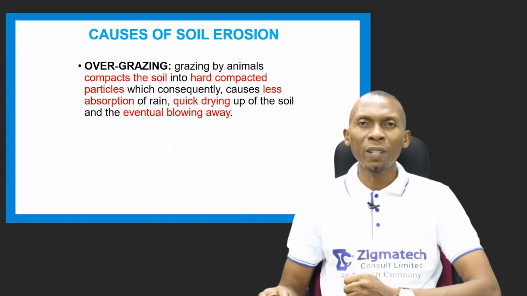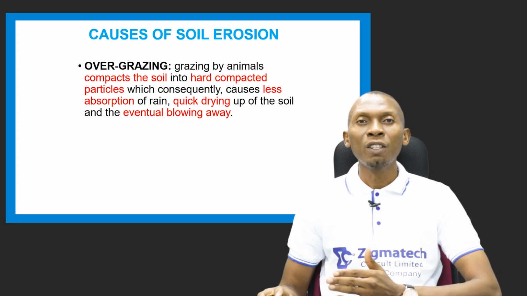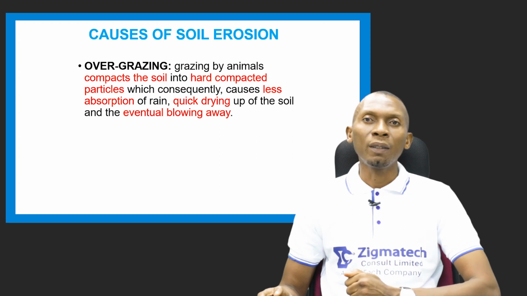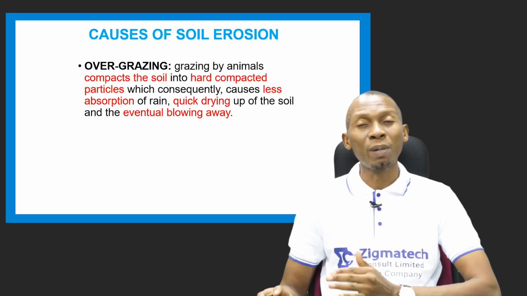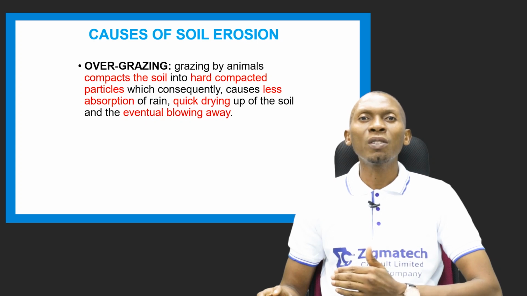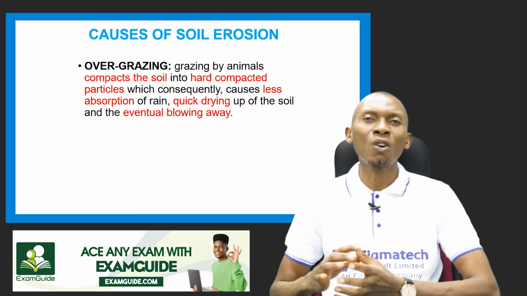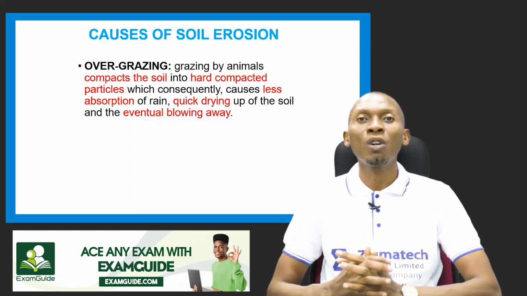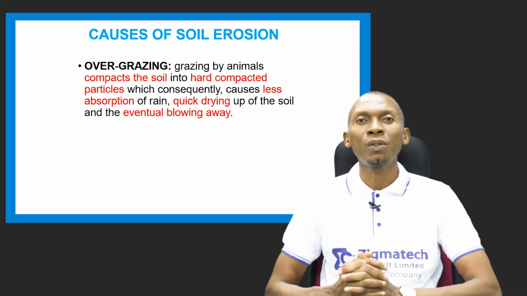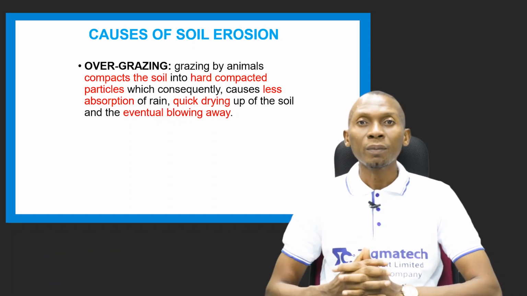We have overgrazing as another cause of soil erosion. Now, grazing has to do with animals feeding on forage on a particular plot of land, on pasture. Pasture has to do with the land. Now, if animals are grazing, because of their hoofs and the weight of these animals, it could cause the soil to become compact, making it form hard, compacted particles as a result of the grazing of these animals. Remember, these animals have weight and they have hoofs on their limbs.